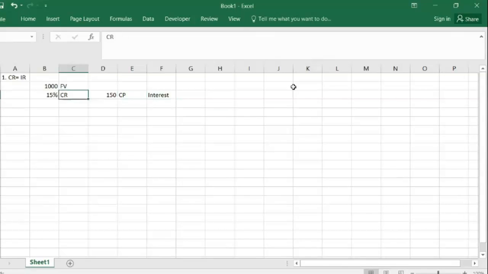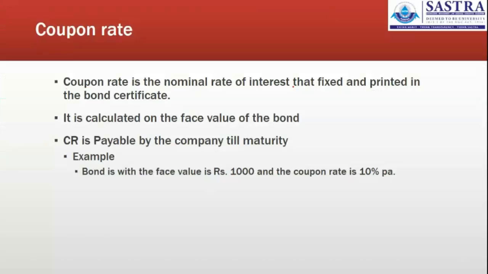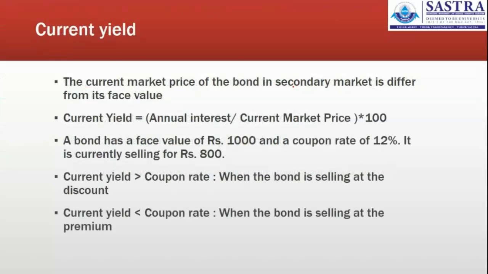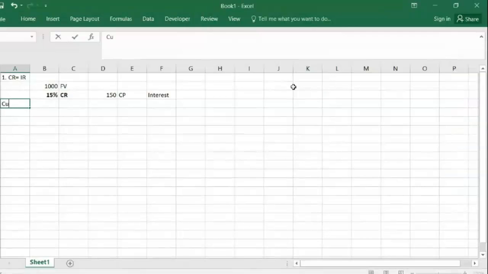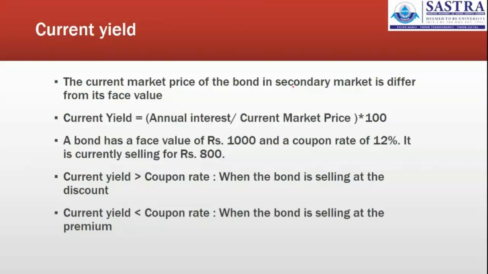Normally, the coupon rate is calculated on the basis of the face value of the instrument. It is being declared. So this is the first one. The second one is to calculate the current yield. How is the current yield calculated?